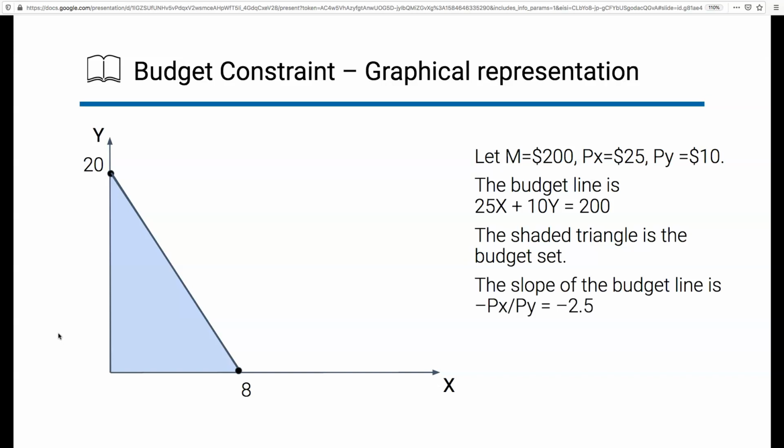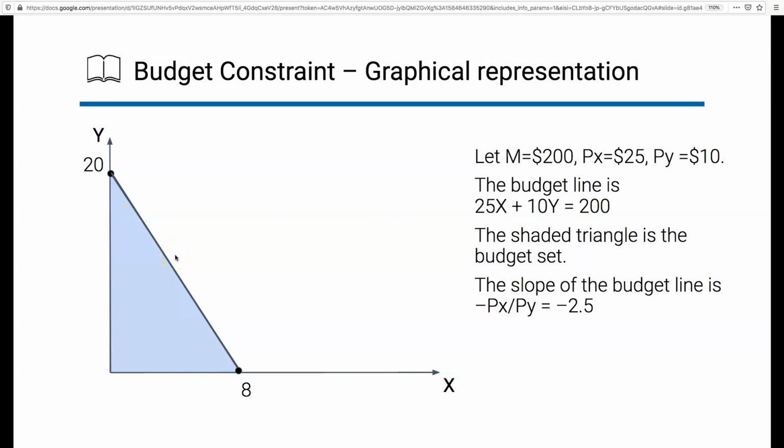The important property of the budget line here is that its slope is equal to the negative of the ratio of the two prices, with x going on top and y going on the bottom. So when the price of x is 25 and the price of y is 10, the ratio is 2.5, so the slope of the budget line at every point is negative 2.5.